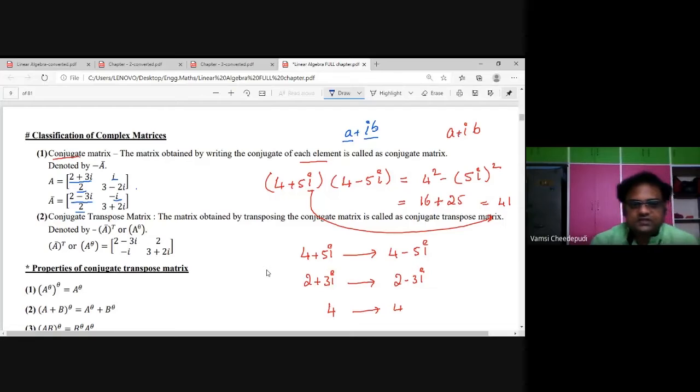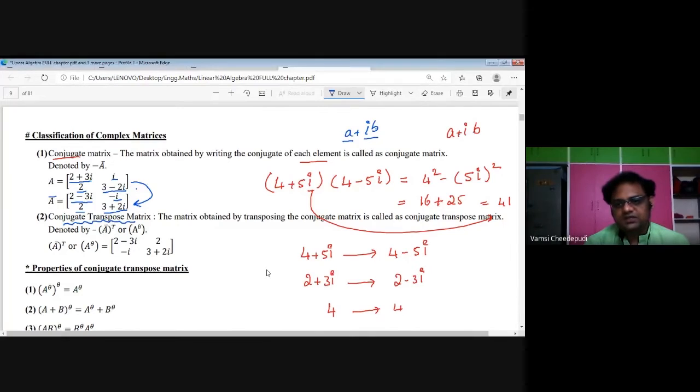Okay, fine sir. 3 minus 2i, its conjugate is 3 plus 2i. So if I write the conjugate of each and every element in the given matrix, I will get a new matrix. That matrix is known as A bar, the conjugate matrix. For this conjugate matrix A bar, I want to take the transpose. The matrix obtained by transposing the conjugate matrix is called the conjugate transpose matrix.